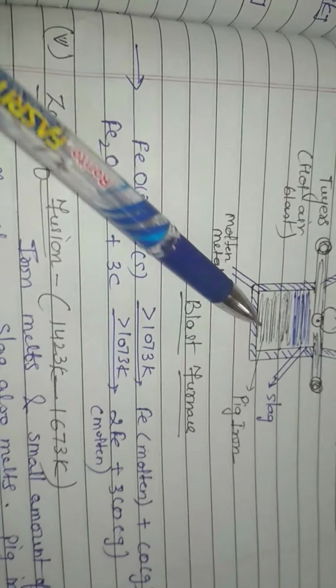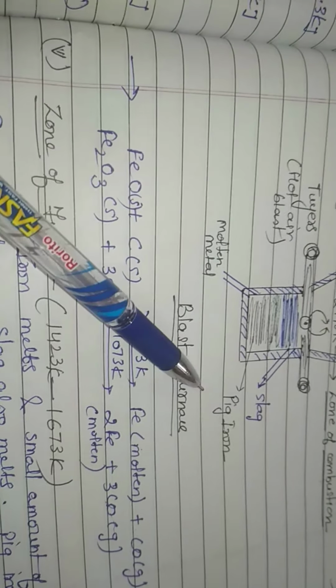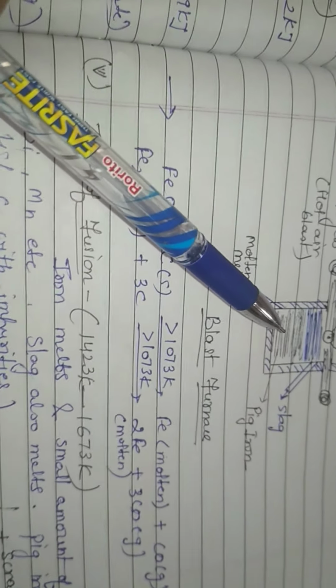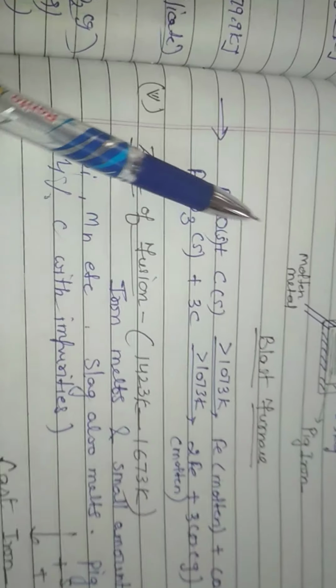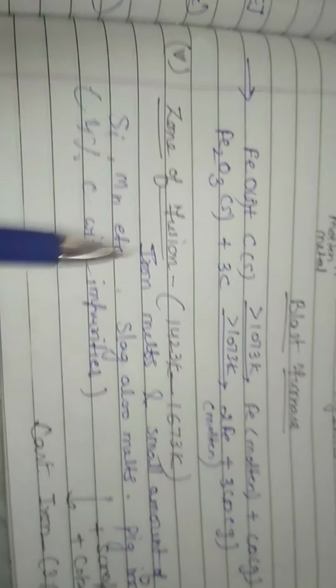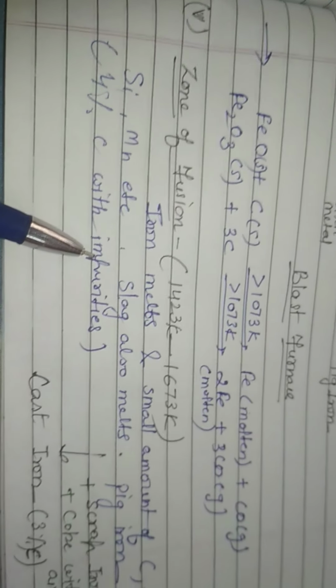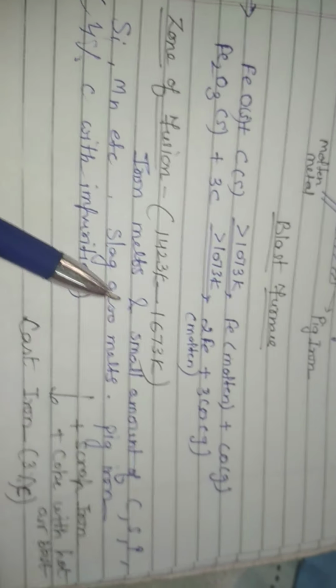Slag would be removed and the molten metal, also known as pig iron, having the impurities of carbon, sulfur, phosphorus, silicon, and manganese, is collected. It is also having about 4% impurity of carbon and other impurities as I have told you.